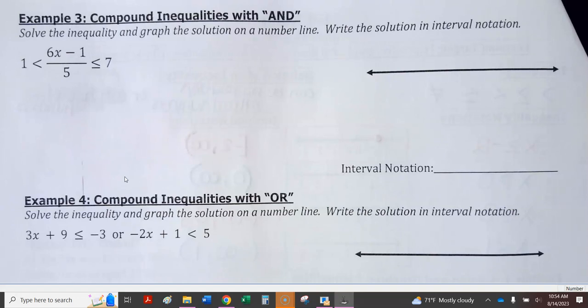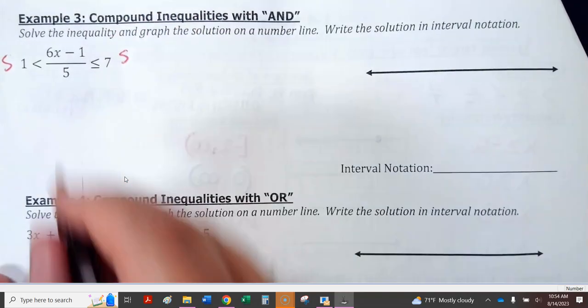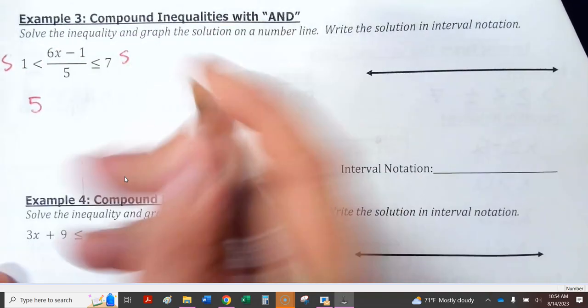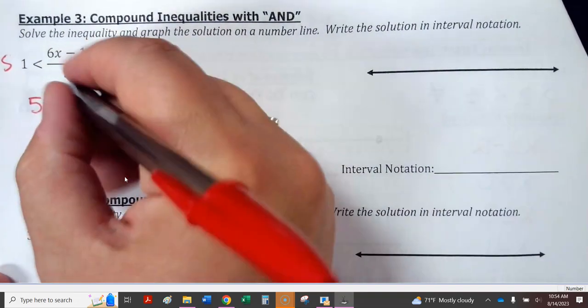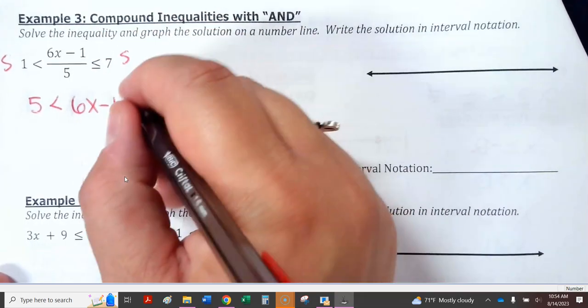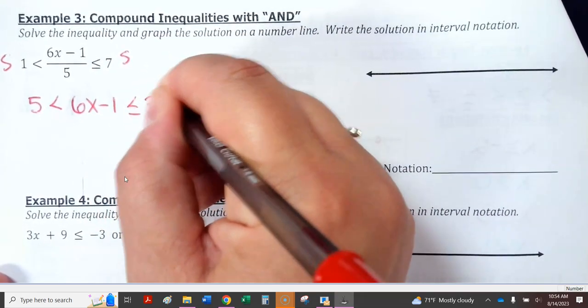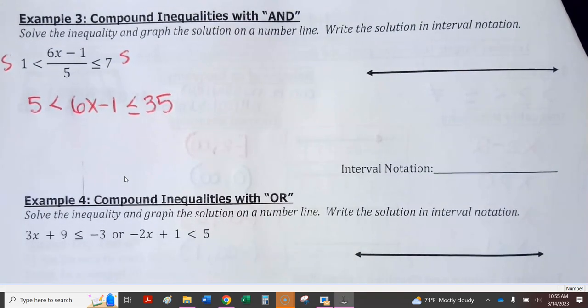Your ultimate goal here is to get the variable by itself in the middle. So I'm just going to multiply everybody by 5. In the middle, it's just going to be 5 and I don't change any signs, because I didn't multiply or divide by a negative number. It literally just cancels out the fraction and gets rid of the 5. It doesn't change the symbols around. What would you do as your next step?